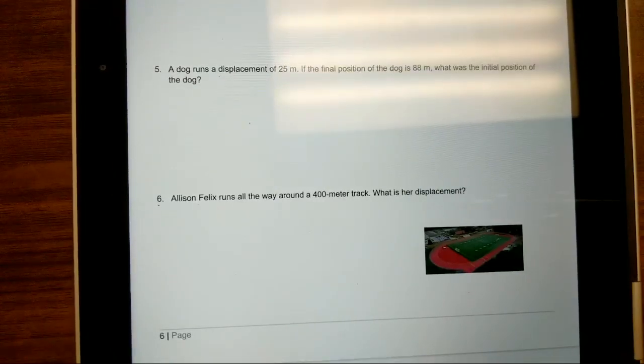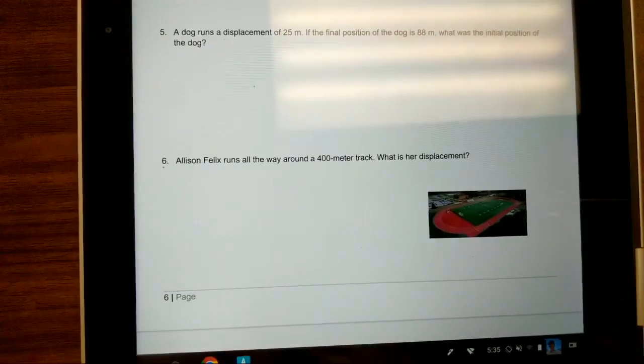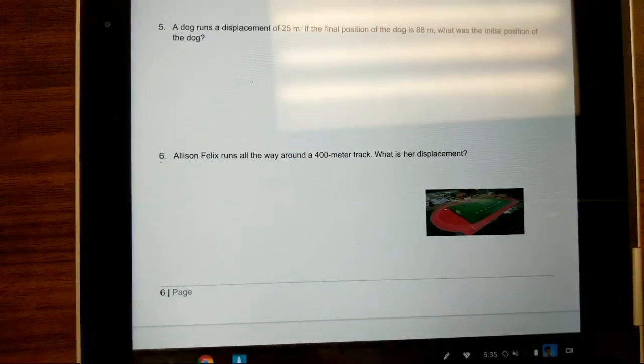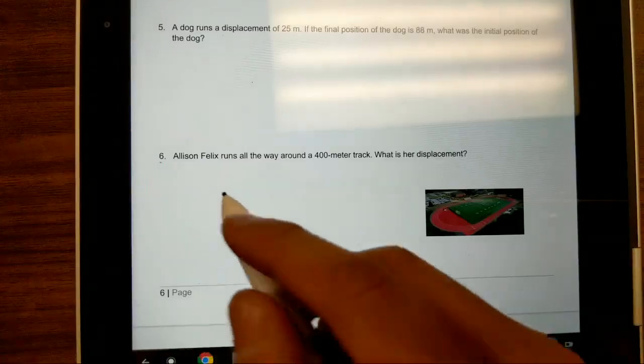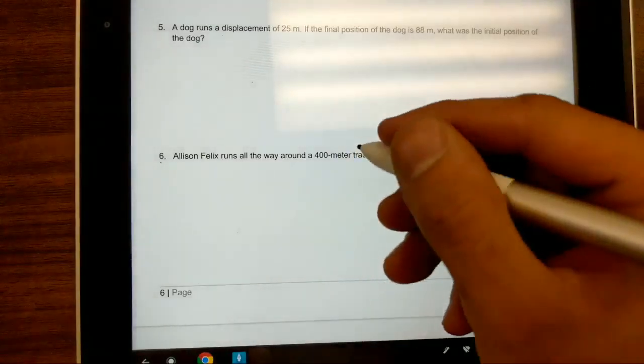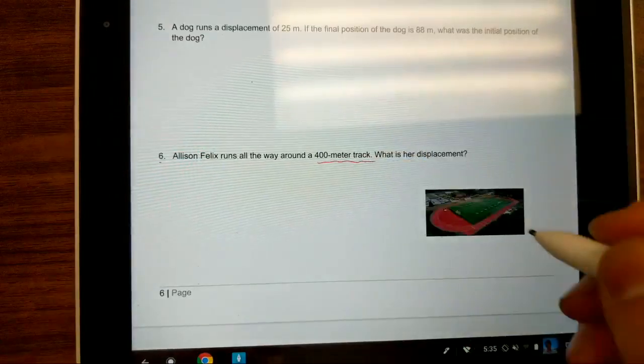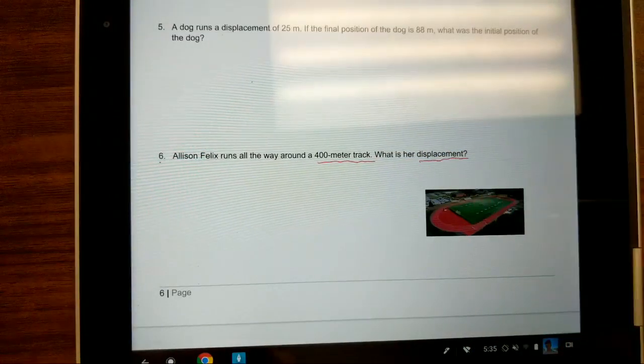I wanted to just quickly cover a couple things before the exam tomorrow about displacement, velocity, and just solving problems in general. And I wanted to compare two different problems that we've seen in class to kind of make my point. We saw this problem in class last week. It says Allison Felix runs all the way around a 400-meter track, and the question asks, what is her displacement?